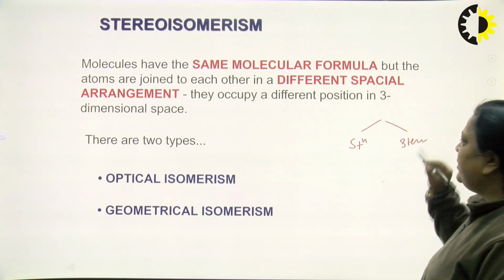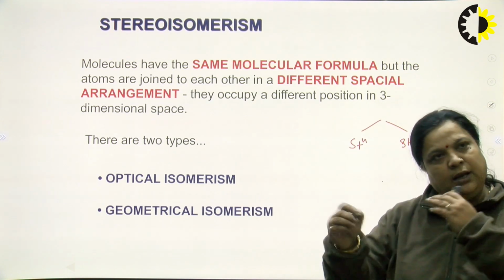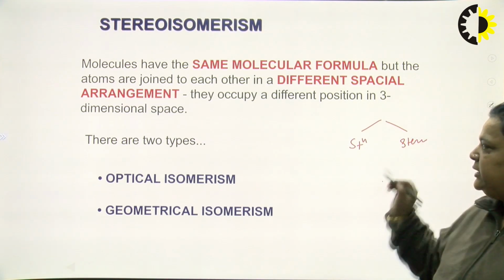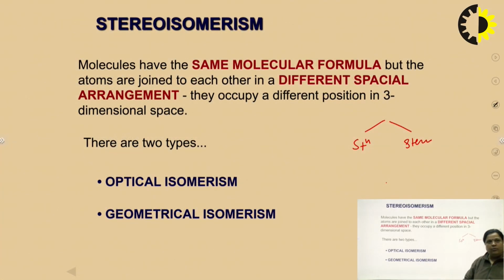In structural isomerism, the functional groups are arranged in different positions, while in stereoisomerism, there is the same molecular formula, same structure, but they are joined to each other in a different spatial arrangement. So they occupy different positions in 3D space. Simply we can say, if the 3D or spatial arrangement is different, the compound will show stereoisomerism. Stereoisomerism is mainly of two types, optical and geometrical. Third, you may say conformational, but in this lecture I will discuss only optical, and then geometrical in the next lecture.